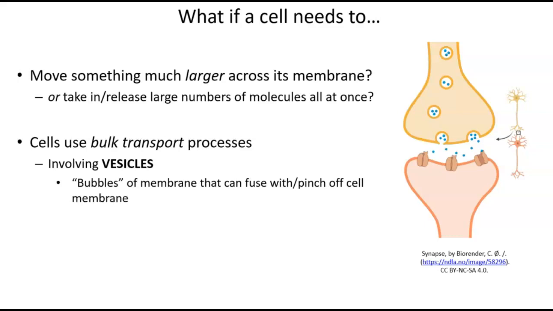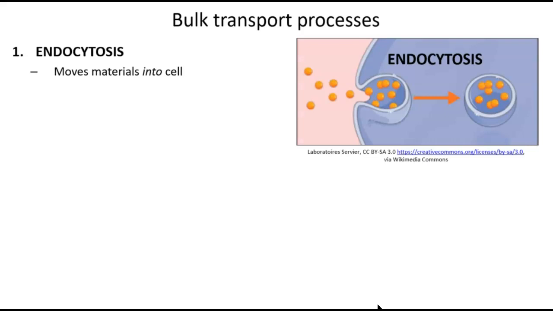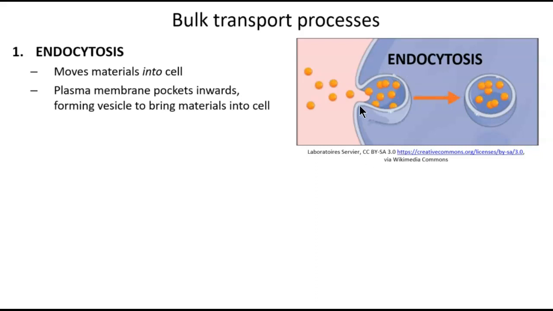And there are two main types of bulk transport processes. The first one is endocytosis. And endo means into, so this is a process that moves materials into cells. This diagram here shows endocytosis, and you can see that the plasma membrane is pocketing inwards to bring this material, whatever this orange molecule is, into the cell. So by pocketing inwards, it forms a vesicle, and then that vesicle can move into the cell, carrying many of these molecules all at once. It would also work for a large chunk of something that needs to come in and can't fit through a transport protein.